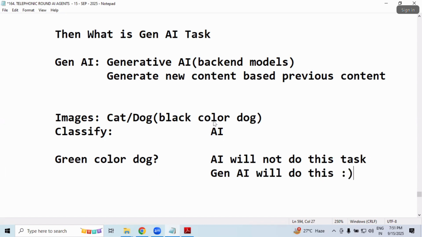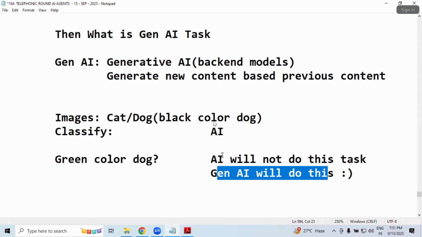Happily it will do it. The main motive is that you give some data, and generative AI will use the same data and recreate new data. That's really beautiful. So classification is not a Gen AI task. A Gen AI task is creating new data, generating the new data.